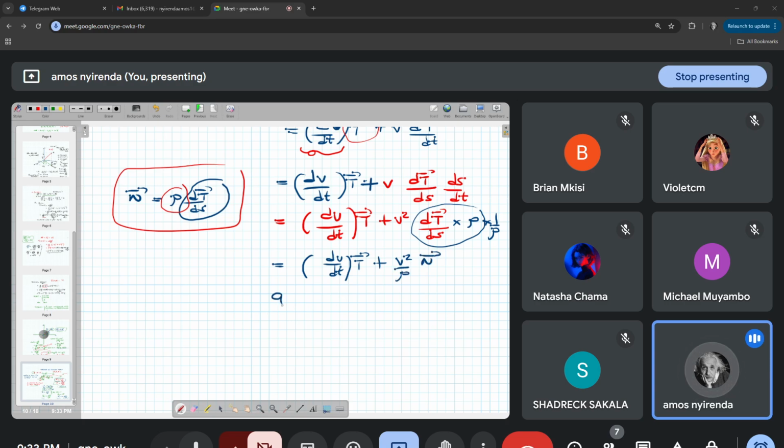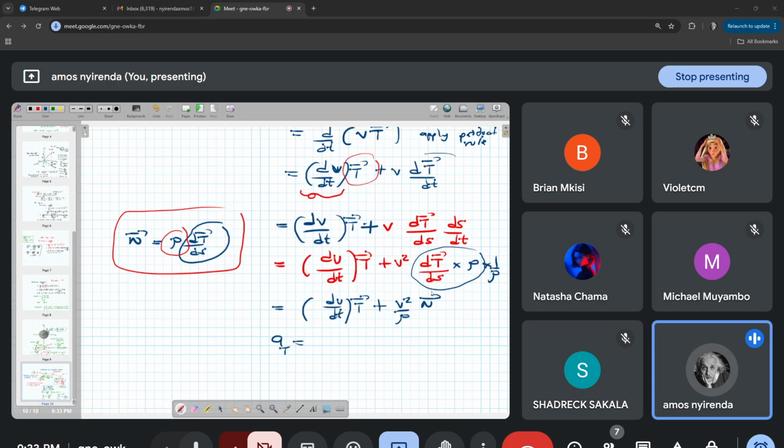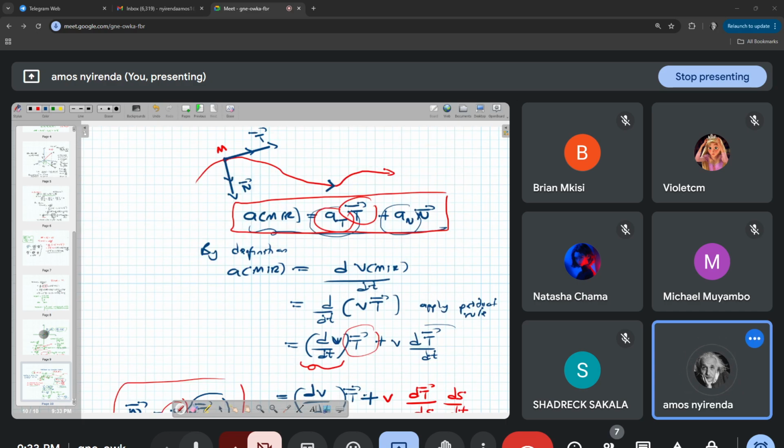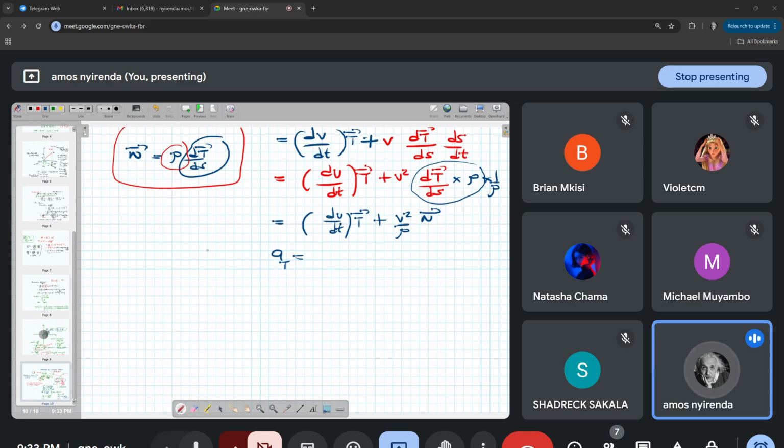So this actually means that the at in this formula here is going to be equal to dv divided by dt, and then an is going to be equal to v squared divided by rho. Is it clear now? C'est clair? Are we on the same page? Violet, is it clear?